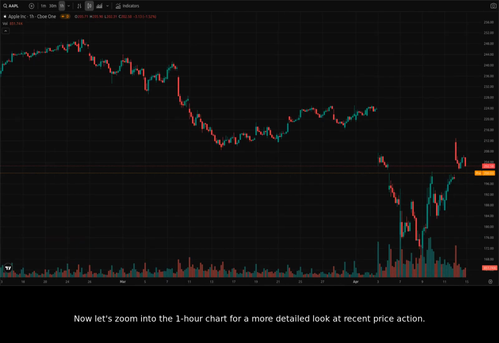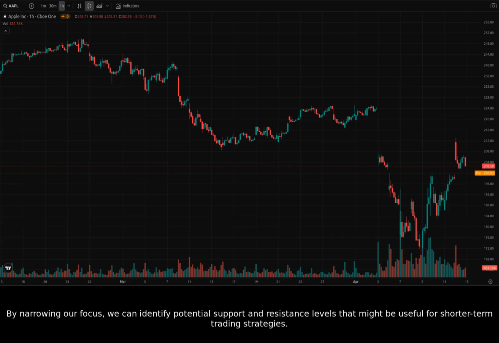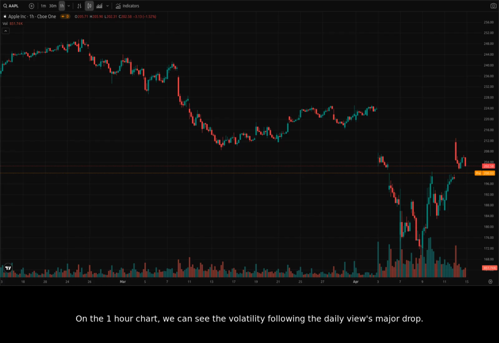Now, let's zoom into the 1-hour chart for a more detailed look at recent price action. By narrowing our focus, we can identify potential support and resistance levels that might be useful for shorter-term trading strategies. On the 1-hour chart, we can see the volatility following the daily view's major drop.